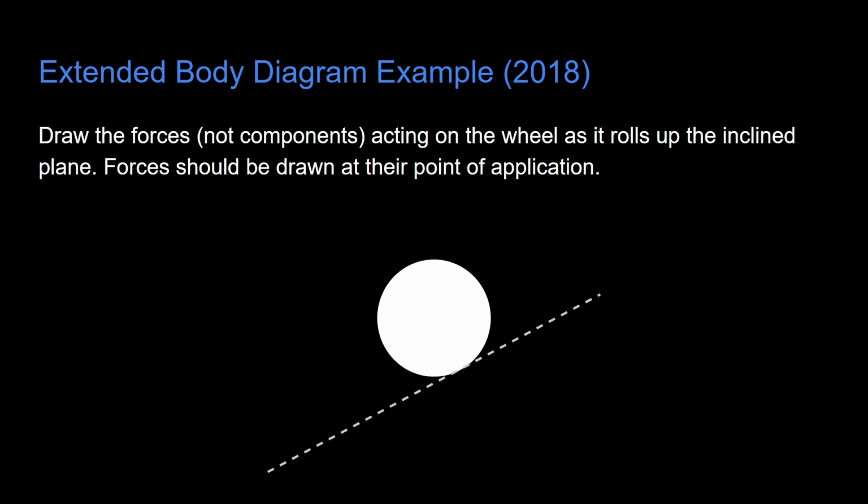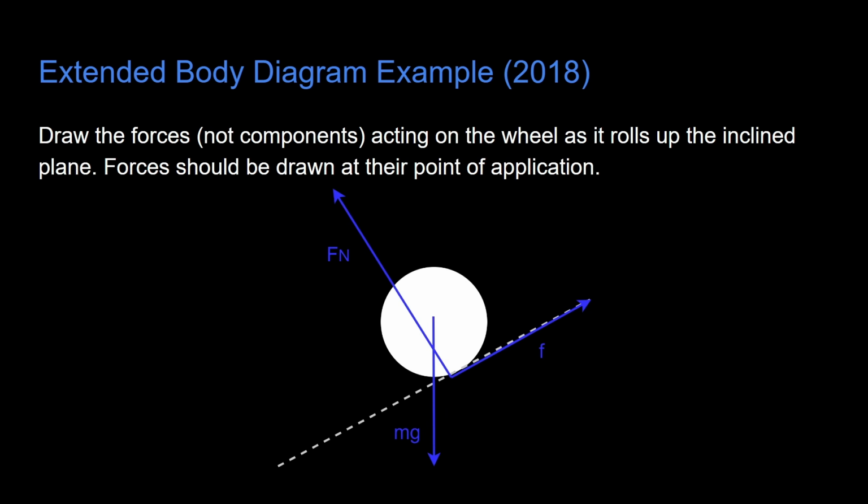But here's an example from 2018 where you had some sort of a wheel object going up a ramp, and you had to draw the forces, not components, acting on the wheel as it rolls up the inclined plane. So you had to draw the forces at their correct position. So we got mg straight down, acting through the center of mass. And then we have two forces acting at the contact point. We have the normal force that's out of the surface and friction that's acting up the ramp.